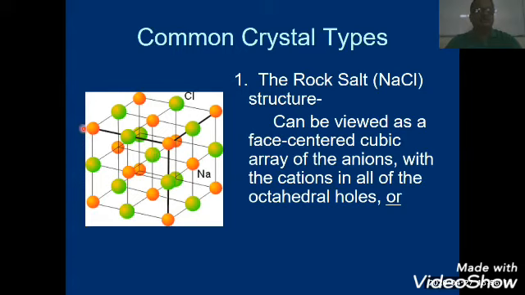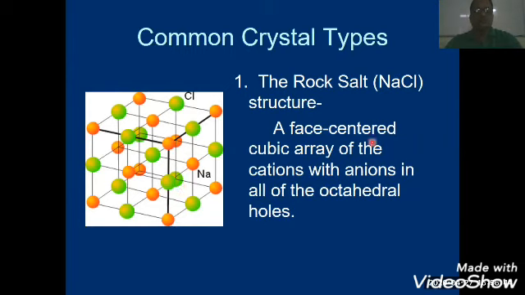This is the FCC unit cell. Chloride ions are at the corners, and chloride ion is also at the center of the faces. And sodium ion occupy all the octahedral voids, and the octahedral voids are present at the center of the unit cell and at the center of the edges. So a face-centered cubic array of anion with cation in all of the octahedral holes. So chloride ion undergoes cubic closed packing, which gives an FCC unit cell.